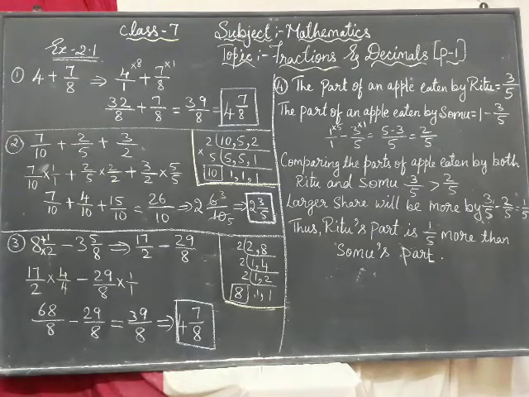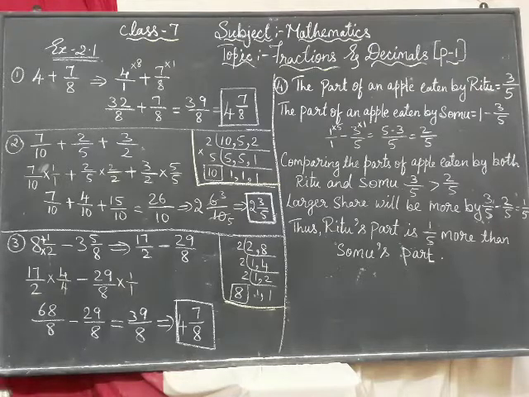Then what is a proper fraction? A proper fraction represents a part of a whole where the numerator is smaller than the denominator. That is known as a proper fraction. An improper fraction is exactly the opposite. You can see here, the numerator is greater than the denominator. These are the improper fractions. An improper fraction is a combination of a whole and a proper fraction.